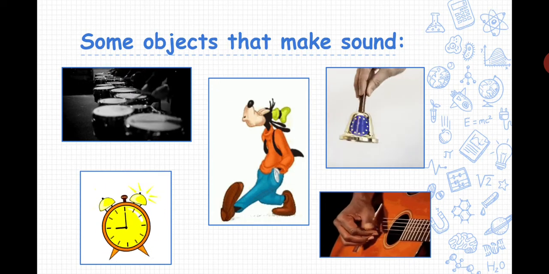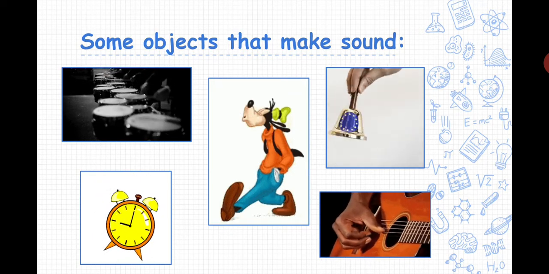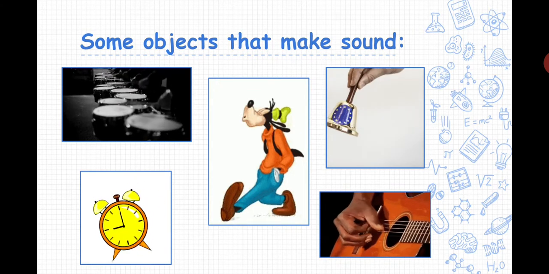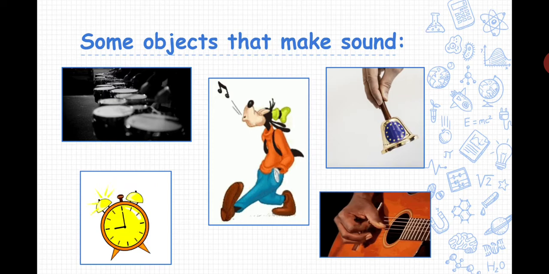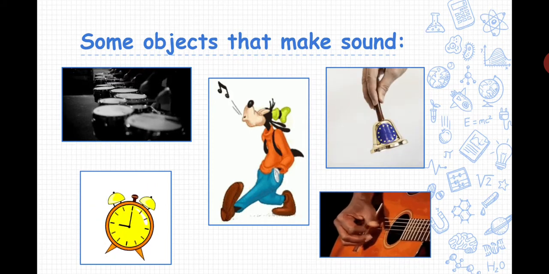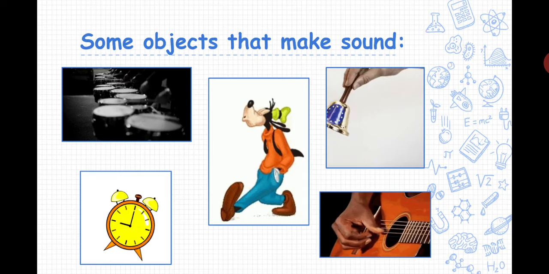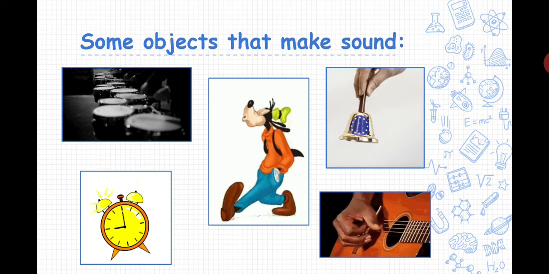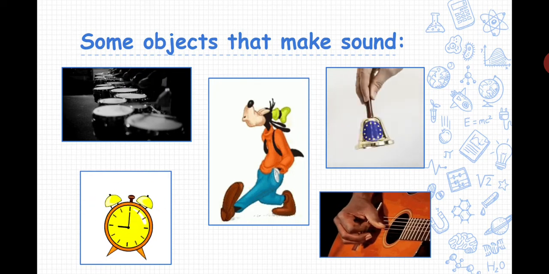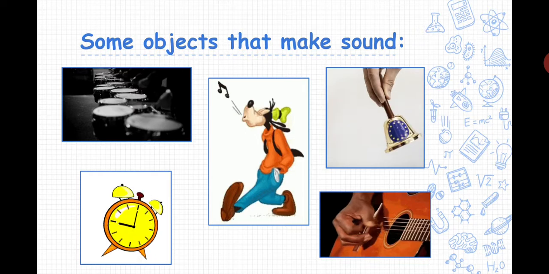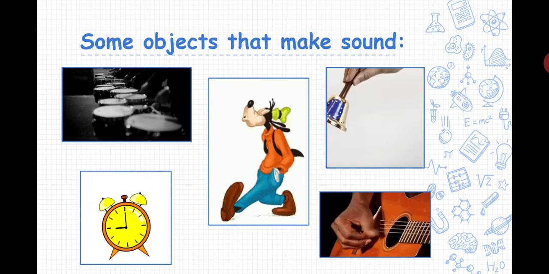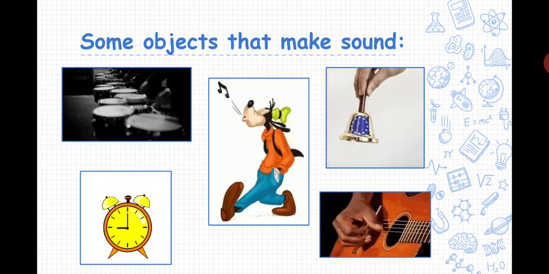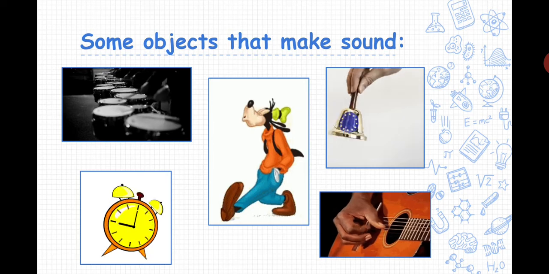The drums make sound when hitting it, right? As you see in this picture. Look at the picture down. The alarm also makes sound so that we can wake up early every morning. Look at your right now. You can move the bell back and forth and hear its sound. You can also pluck the guitar strings and listen to the sound that will be produced. And for sure, we can make sounds when whistling or talking.